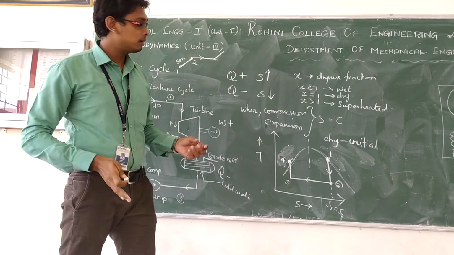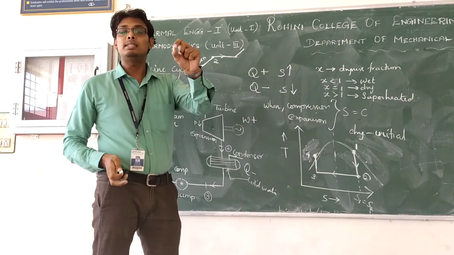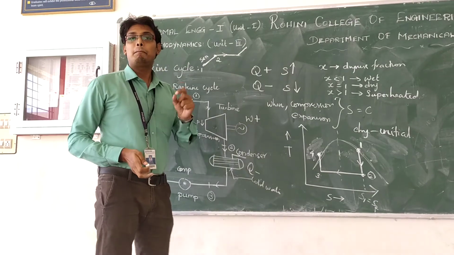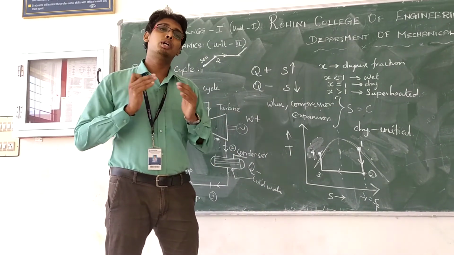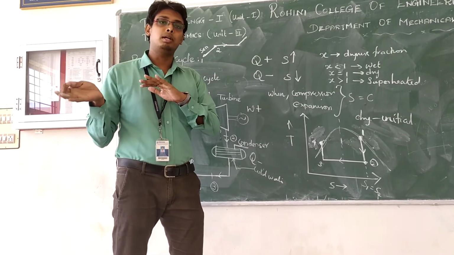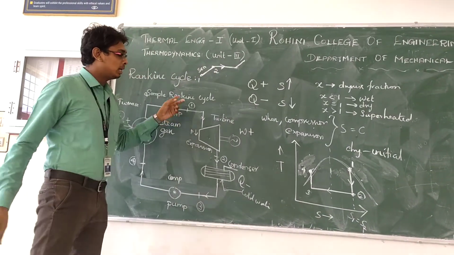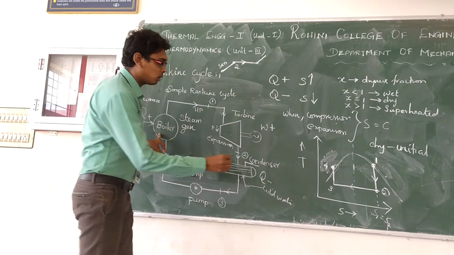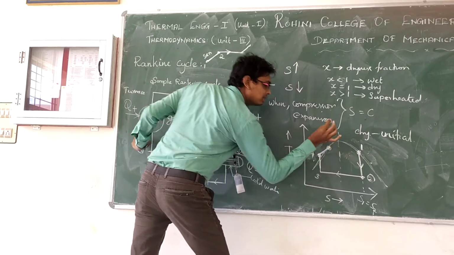So once again I am telling, the inclined line always reminds you that sensible heating is going on, and the straight line always represents that a phase changing process is happening. Phase changing is nothing but the liquid being converted to vapor or solid ice being converted to liquid, whether reverse or forward. So listen carefully. Here I am adding heat to the boiler from the furnace. Therefore it is a sensible heating line, the slanting line.